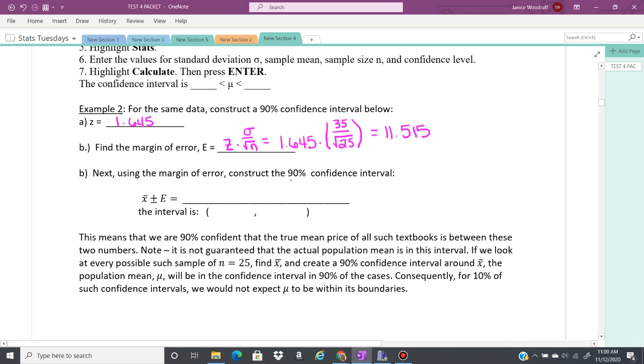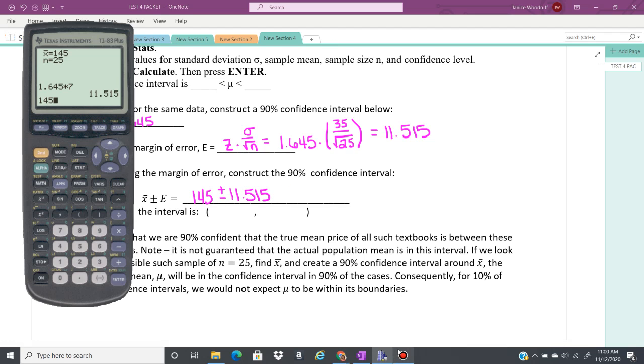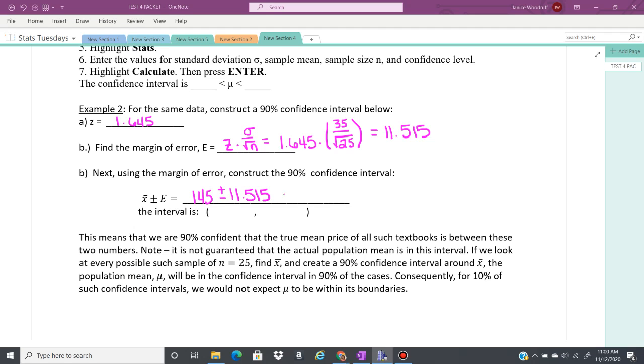Okay, now using the margin of error, construct the confidence interval. So that's going to be x bar, 145, plus or minus 11.515. I'm doing this by hand first, and then I'm going to put it in my calculator. So 145 minus 11.515 and plus: 133.49, 156.51.